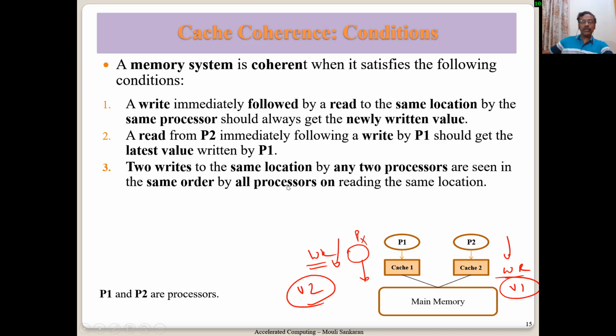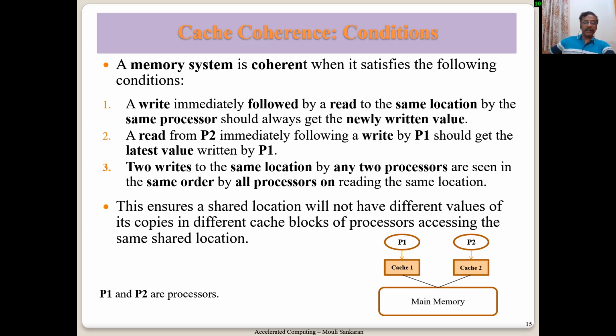Okay, I am assuming more than two processes in the system, and two of them are writing into a shared location at two different times. All the other processors, when they are reading it, should see the changes happening in the same order in which these processes have written. This ensures that the shared location will not have different values in its copies in different cache blocks.